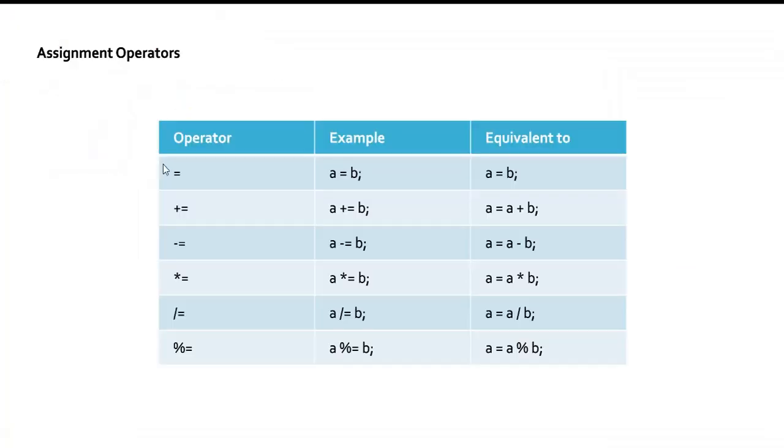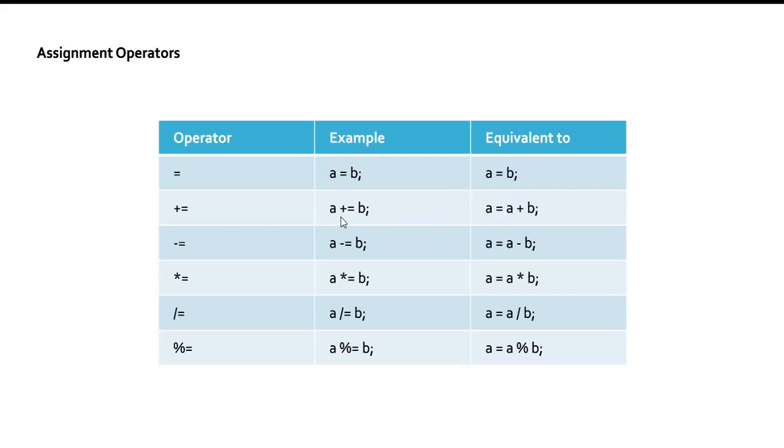Now let's see assignment operators. Assignment operators are equal to and plus equal to. This is also known as a shorthand operator. If A is equal to B, this is the general example where we assign any value to any variable. But with the shorthand operator, we write A plus is equal to B. What does it mean? It means that A is equal to A plus B.